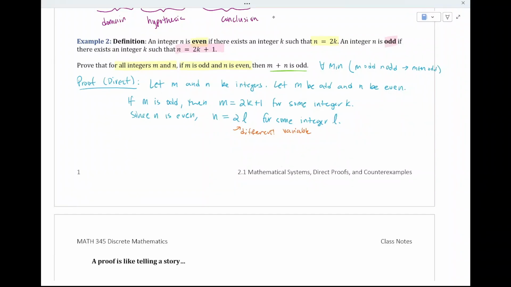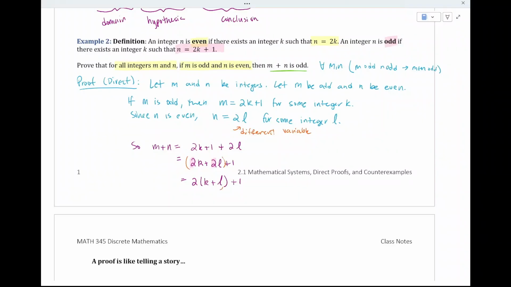Okay, so now I'm ready to write down. So m plus n is equal to m, which is 2k plus 1, plus n, which is 2l. And that is equal to, let's see, 2k plus 2l plus 1. And I could factor a 2 out of this first set here. So that's 2 times (k plus l), plus 1.